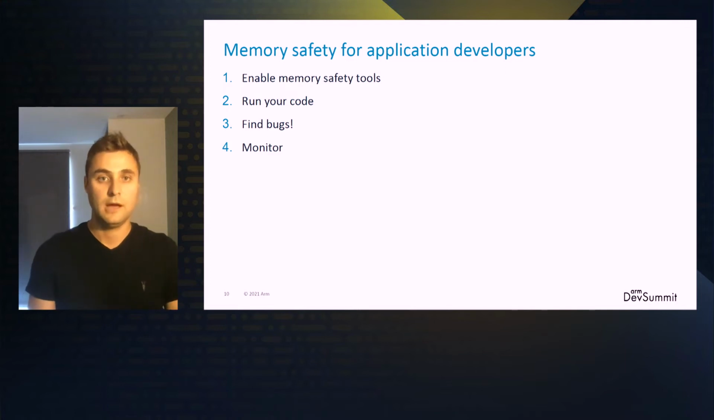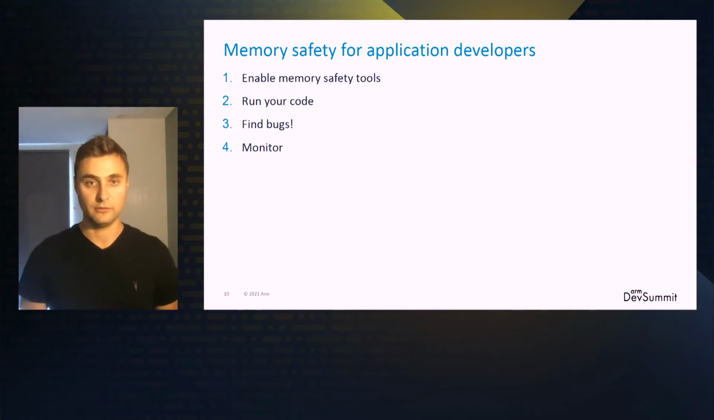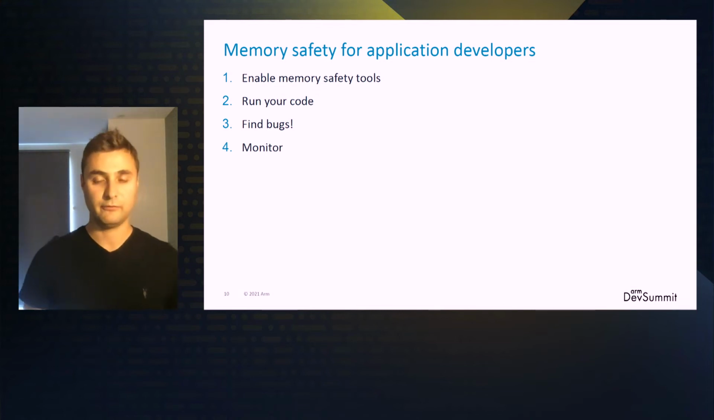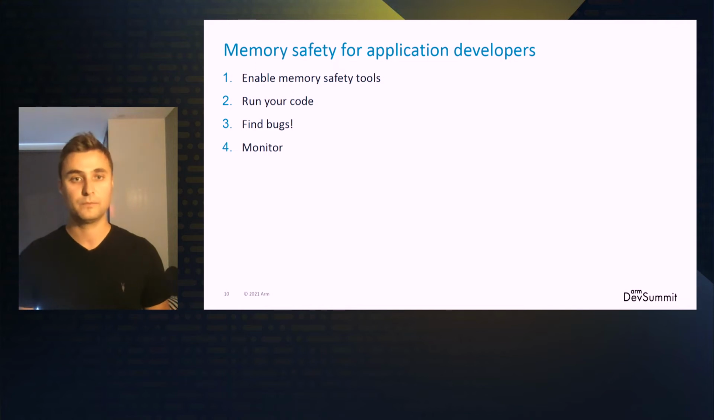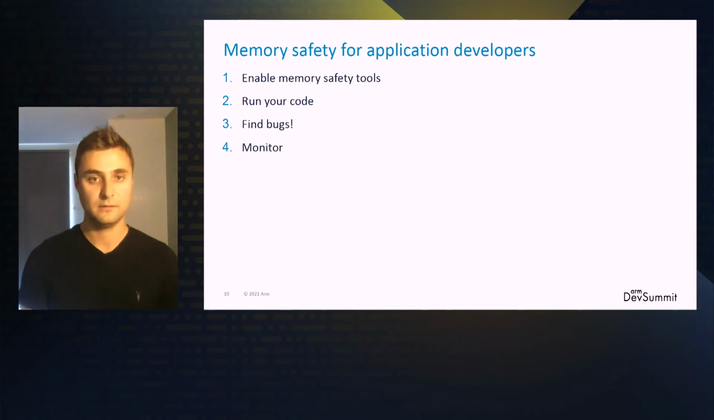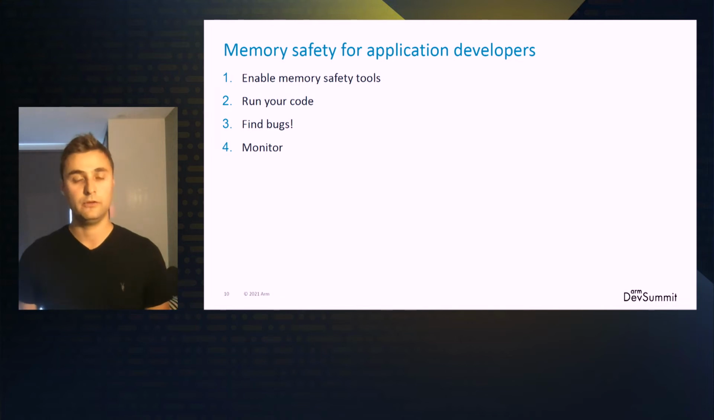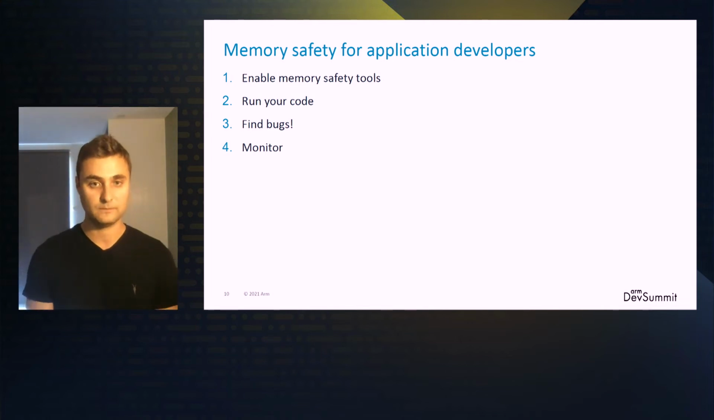First, I will tell you how you enable memory safety tools. Next, I'll talk about the benefits of running our tools on your codebase. Next, I'll talk about finding bugs and how you could use the memory safety bug reports to more quickly address the vulnerabilities and bugs detected. And last but not least, I'll talk about how you can monitor using these tools in production.